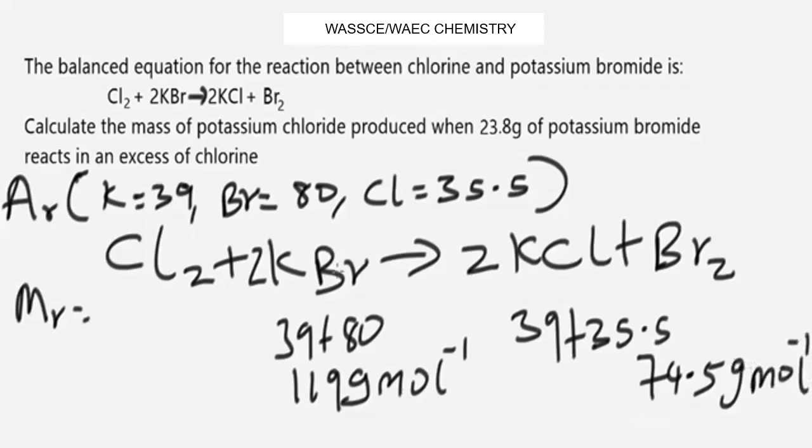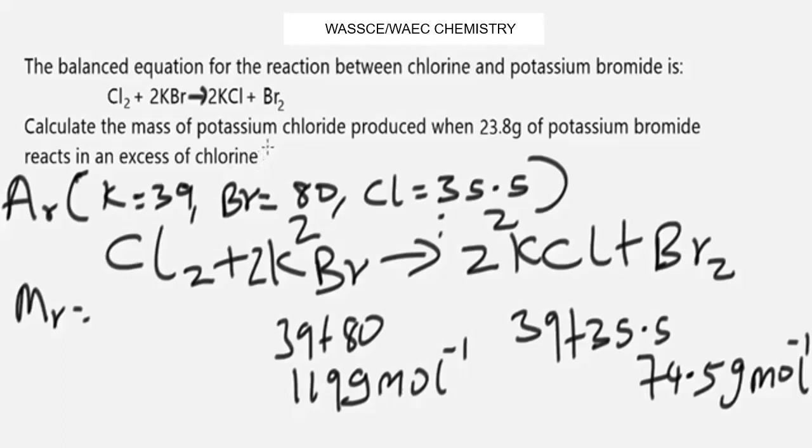Okay, now let's look at the mole ratio we have in this balanced chemical equation. So we have the mole ratio of potassium bromide to be 2, and that of potassium chloride is 2 as well. Now this tells us that 2 moles of potassium bromide reacted to form 2 moles of potassium chloride. Alright, now we have to calculate the mass of potassium chloride produced when 23.8 grams of potassium bromide reacts in excess of chlorine.